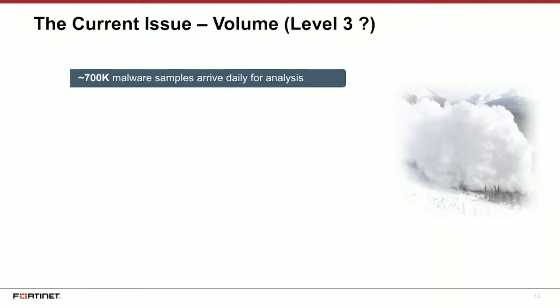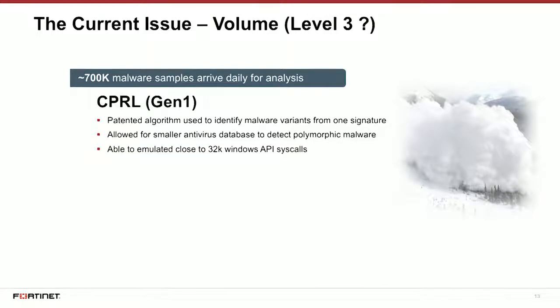So the current issue is just volume, right? On a given day, Fortinet ingests from 500,000 to 1 million virus samples, averaging 700,000 virus samples a day. That's a lot, right? So to cope with this problem, we first created CPRL, which is a signature that allows us to catch a whole bunch of viruses from one given family with one signature, so that we yielded a smaller database, so we can provide that to our customers, right?